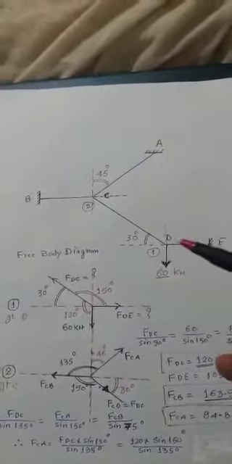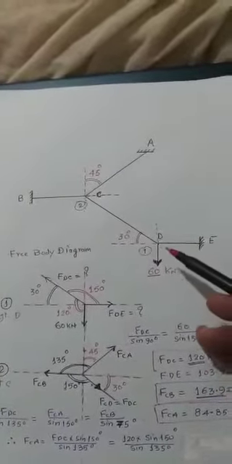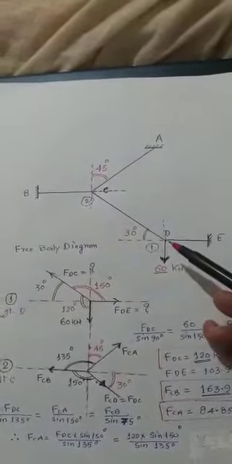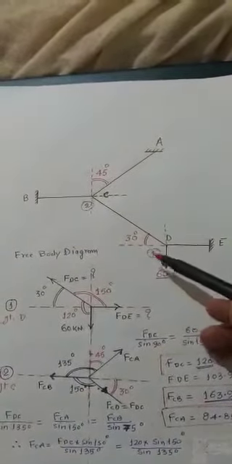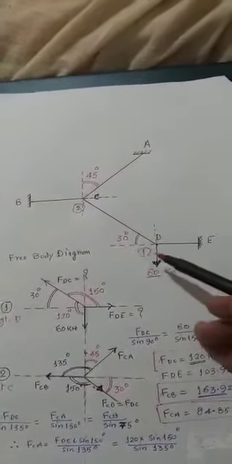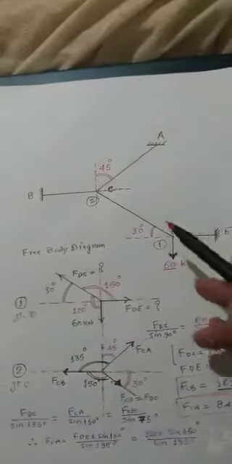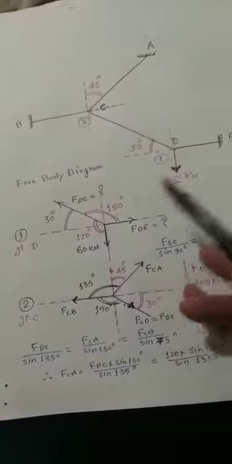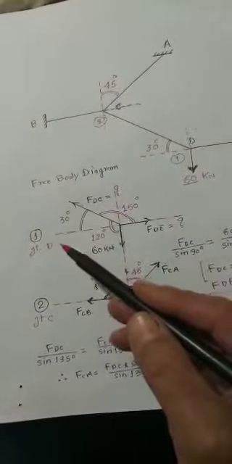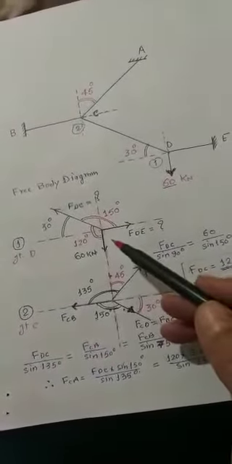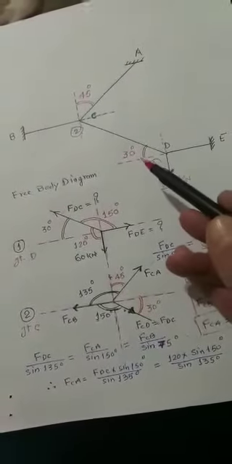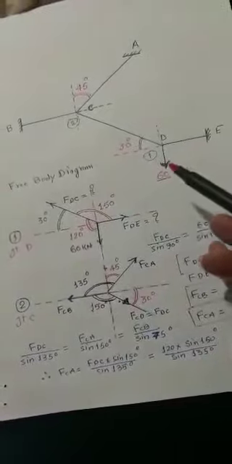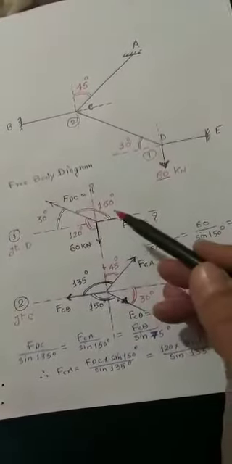What we have to do in the beginning is consider this point and try to draw a free body diagram regarding this. That is, separate this joint D and draw it over here. This is joint number 1, this is D. Now, this angle is given as 30 degrees, and this is already 90 degrees.